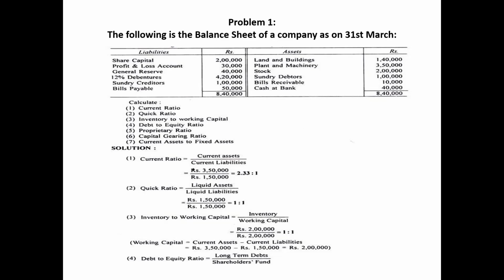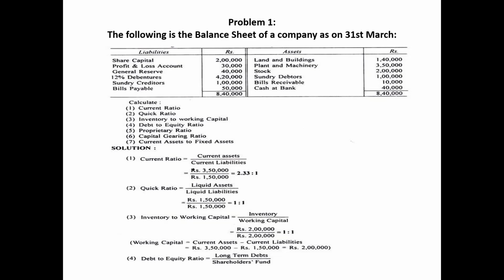Now, the next formula is quick ratio, wherein the formula is liquid assets upon liquid liabilities. Now, you remember what I've told you, the formula of liquid assets, right? So, from current assets, you will remove the stock. The stock is removed, the remaining is liquid assets. So, if you remove stock, liquid assets are sundry debtors, bills receivable, and cash at bank. It comes out to 1,50,000, and current liabilities, as it is, you have to take as 1,50,000. The ratio is 1 is to 1. So only current assets you have to take, remove the stock inventory from it, you get liquid assets.